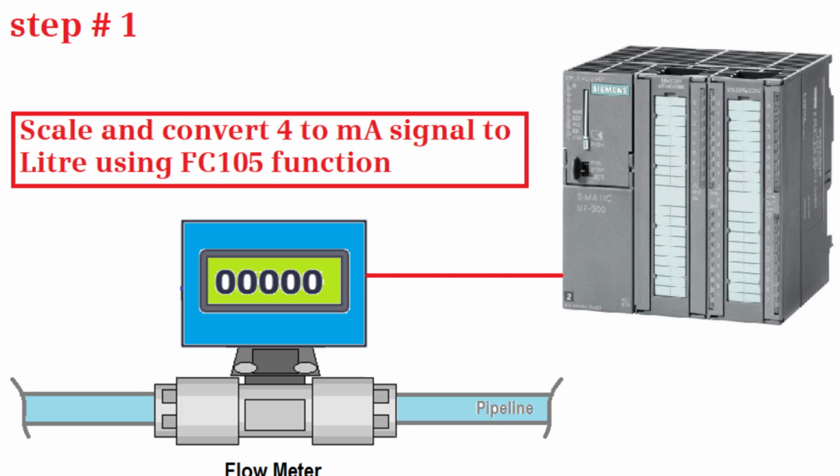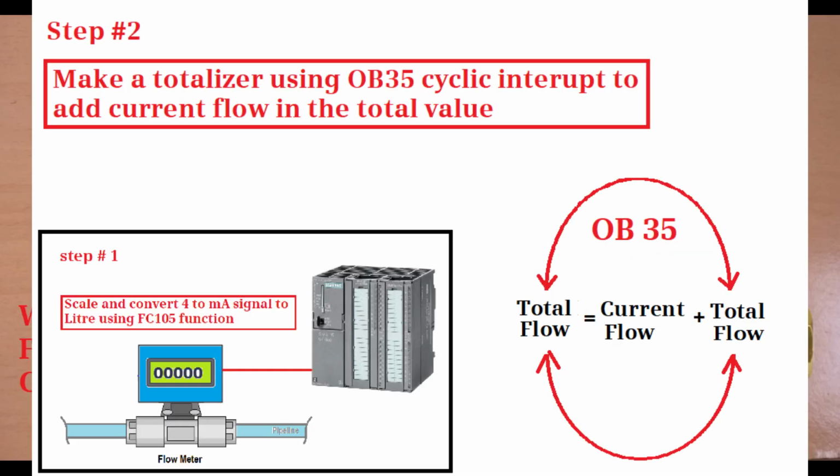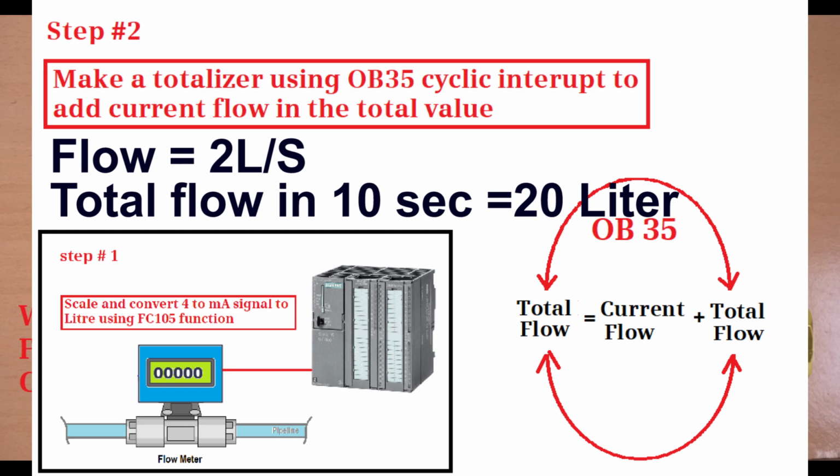We can make a totalizer in two steps. Step 1, we will convert the flow meter signal, which is 4 to 20 milliampere, to flow rate in liter per second. Step 2, we will make a cyclic interrupt to add the flow meter reading after every 1 second interval to make a totalizer. For example, if flow rate is 2 liter per second, it means that in 10 seconds total flow will be 20 liters.